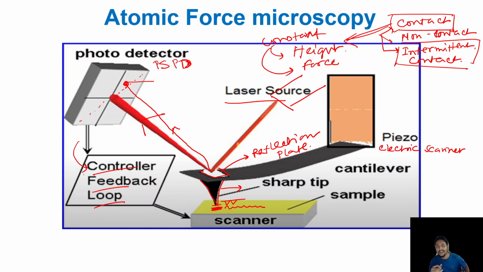And in the case of constant height, the height remains the same. Only the changes in the cantilever reflect in different positions on the photodetector. So that position on the photodetector directly gives us the image. Right. So these are the things.